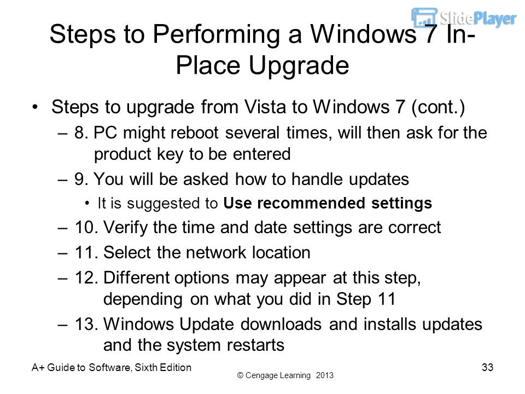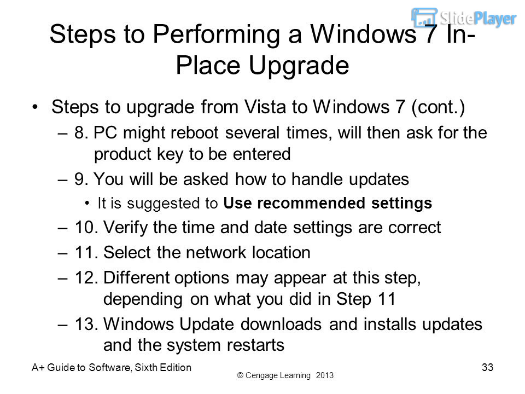Steps to upgrade from Vista to Windows 7, continued. 8. The PC might reboot several times, then will ask for the product key to be entered. 9. You will be asked how to handle updates. It is suggested to use recommended settings. 10. Verify the time and date settings are correct. 11. Select the network location. 12. Different options may appear at this step, depending on what you did in step 11. 13. Windows Update downloads and installs updates and the system restarts.